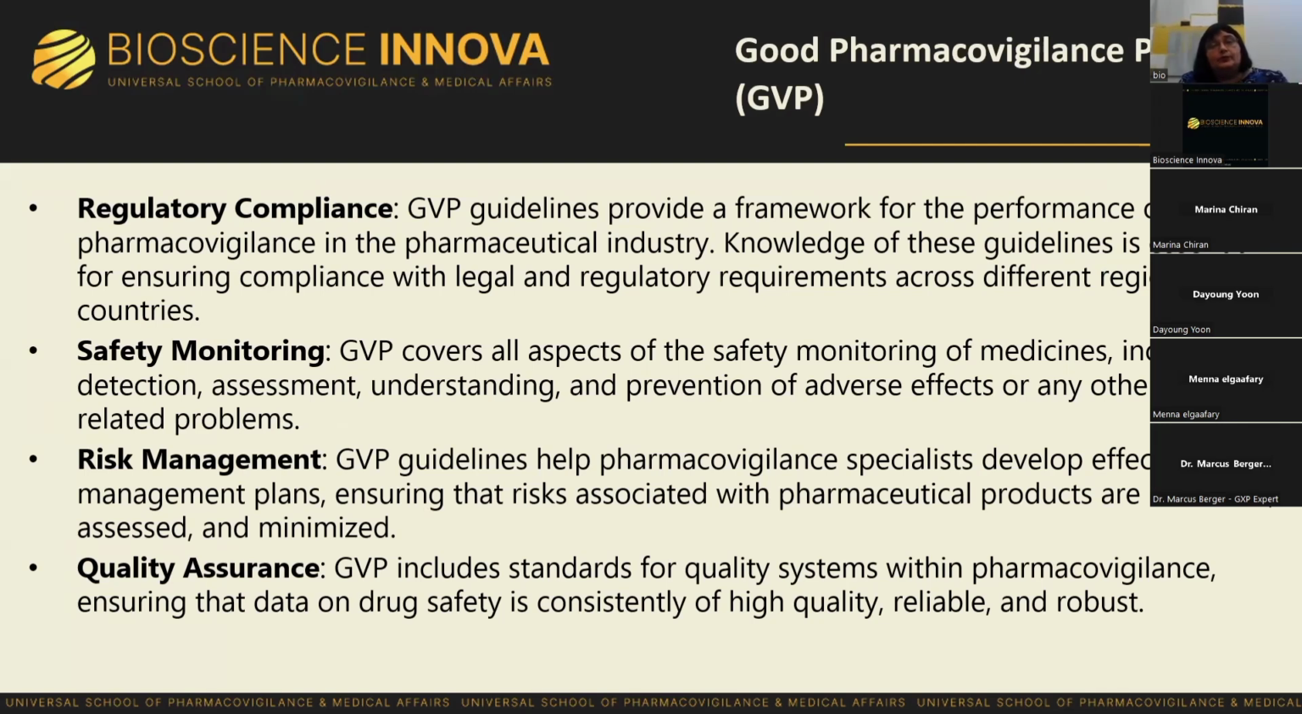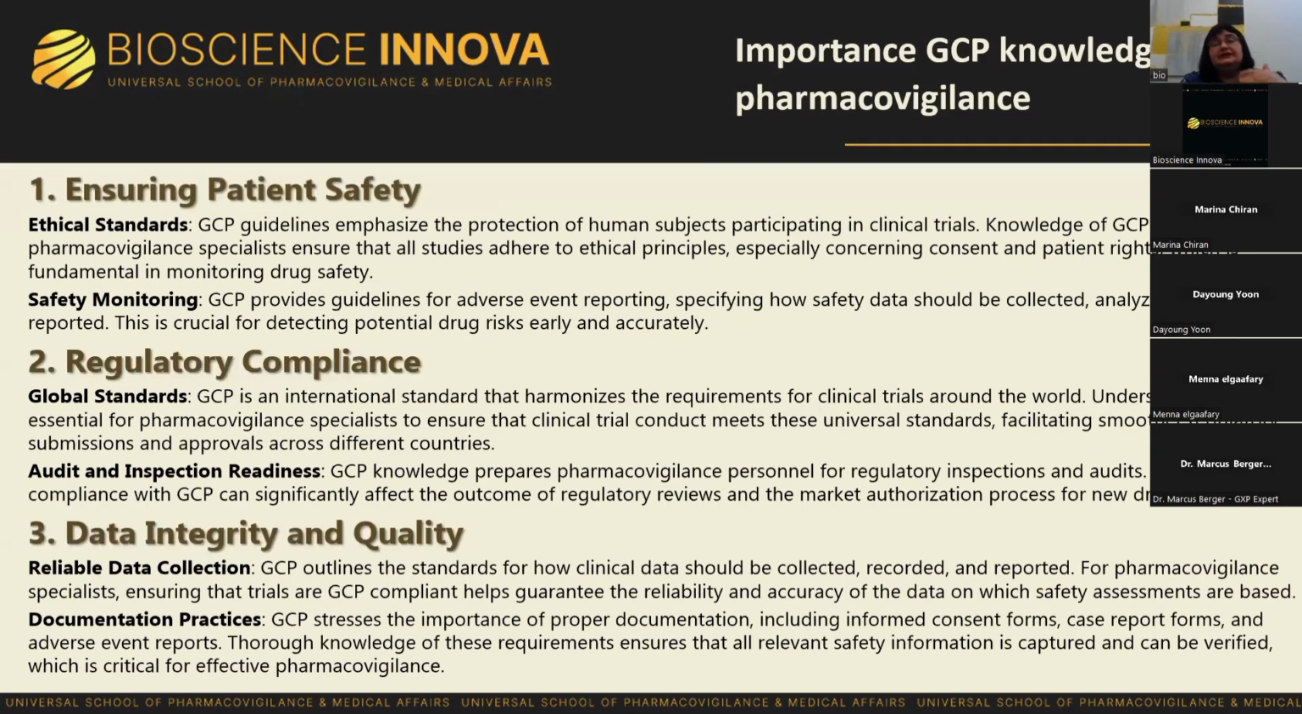It's the main book for pharmacovigilance specialists. What does it include? Regulatory compliance, safety monitoring, risk management, quality assurance. Important GCP knowledge for pharmacovigilance includes ensuring patient safety, ethical standards, safety monitoring. When we're talking about regulatory compliance, it includes global standards, audit and inspection readiness.